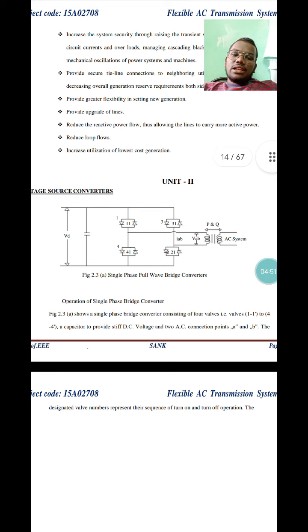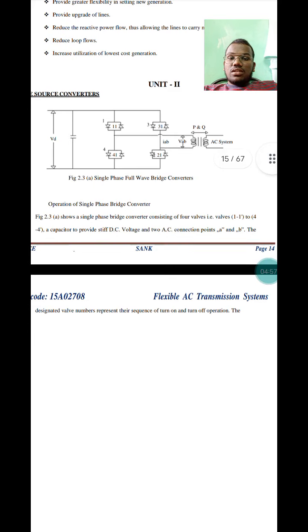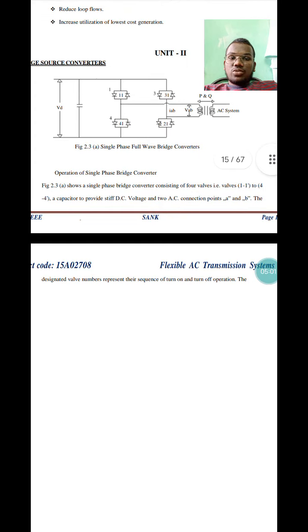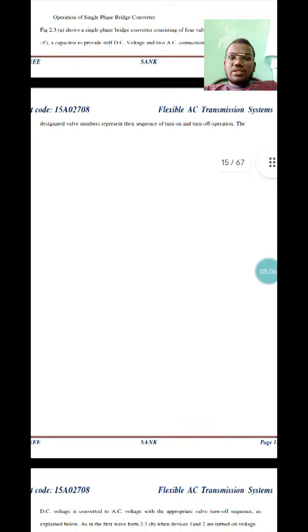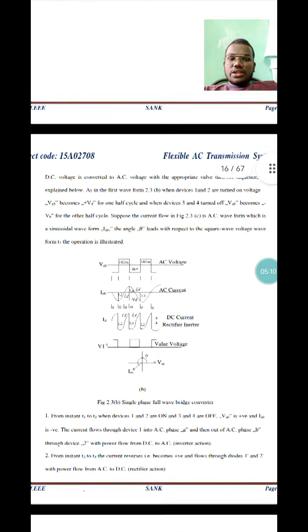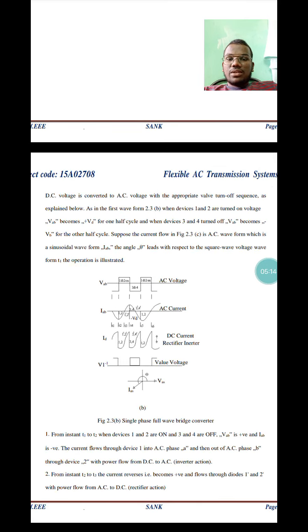Here is the single phase full wave bridge converter. It shows the single phase bridge converter consists of four valves, a capacitor to provide stiff DC voltage, and two AC connection points, A and B. The designated valve numbers represent the sequence of turn on and turn off operation. The DC voltage is converted to AC voltage with the appropriate valve turn off sequence as explained below.